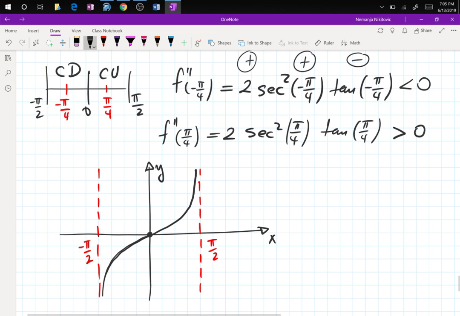So it must look like this, right? It goes through 0, 0, the origin. The piece on the left has to be increasing and it has to be concave down. You see that this is increasing and it's concave down because it spills water. On the other side it has to be increasing and concave up. That's increasing and concave up. So this is the only way this can work. So this is x plus tangent x.